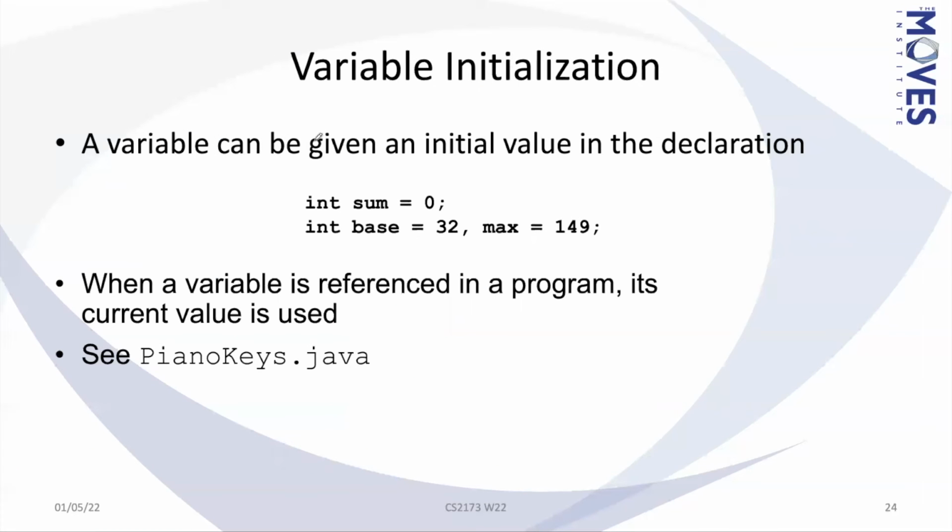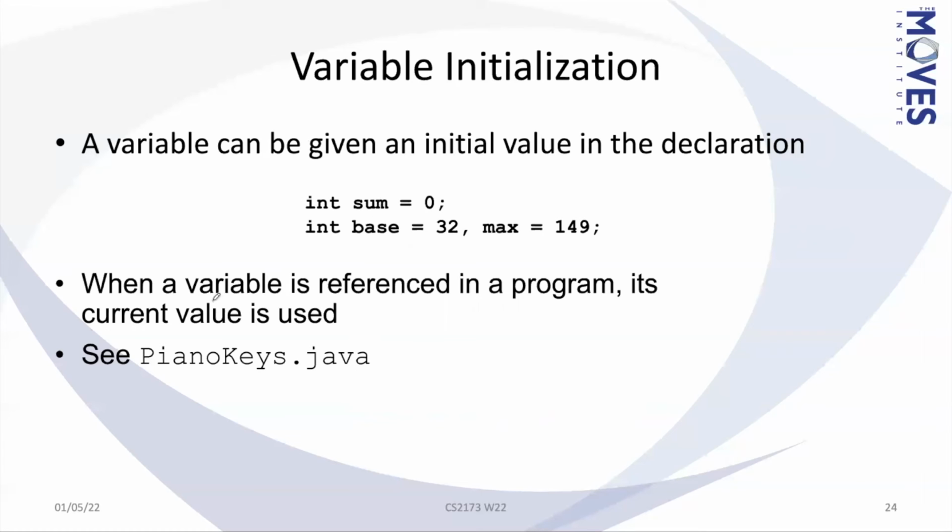Now we can give an initial value in the declaration, and this we generally only do in two cases. One is for local variables, and we'll talk about what a local variable is versus an instance variable. We don't typically do this, even though it's allowed, for instance variables. We do typically for constant declarations, as we'll see.